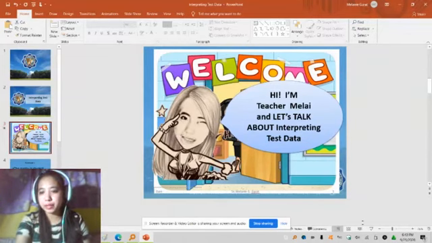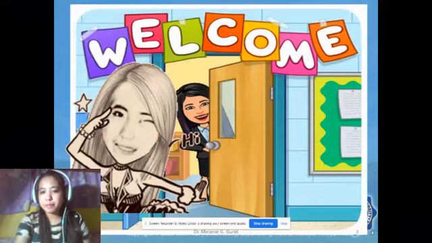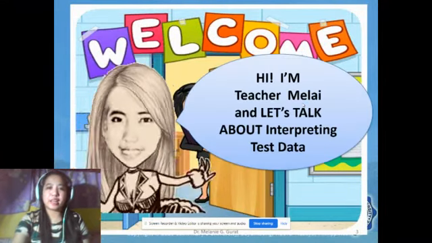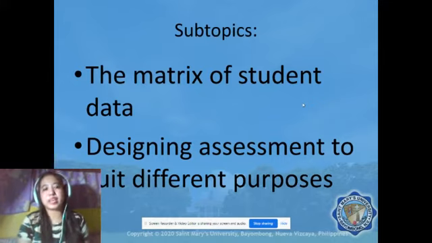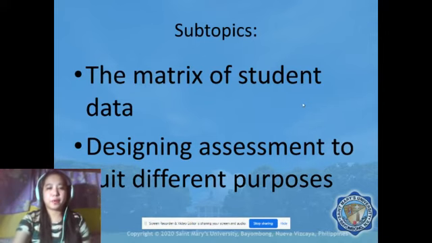So today we will talk about interpreting test data. So I am teacher Melai. In this lecture, we will consider two subtopics. The first one is the matrix of student data, and the second one is designing assessment to suit different purposes.